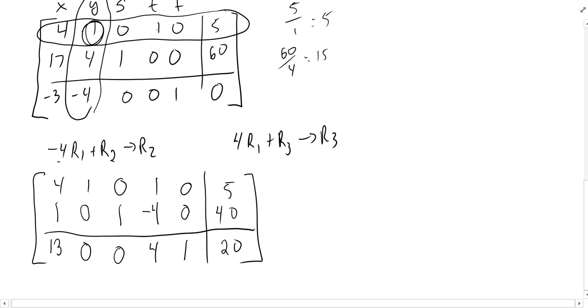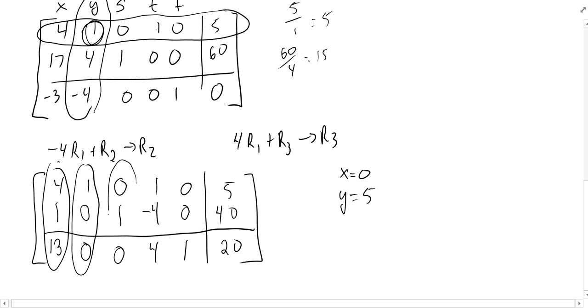And all my values in the bottom row are positive, so I'm at the ideal solution. The x column that I look at here is really messy. It's got all kinds of numbers in it. So I'm going to set x equal to 0. The y column is a very pretty value. It's got the 1, 0, 0 matrix part of it in there. And the y corresponds to 5, so my equation would be y equals 5. The s column here is another nice column, and the 1 corresponds to 40, so s is equal to 40.